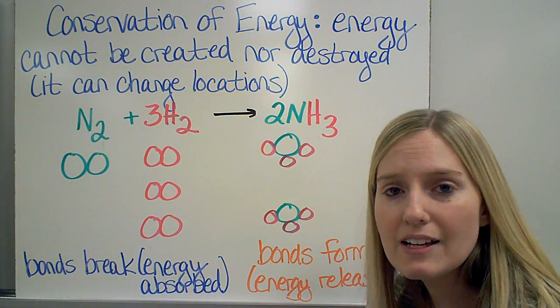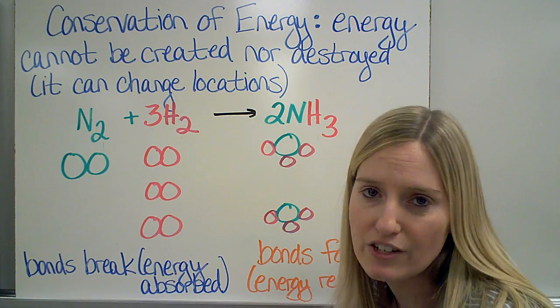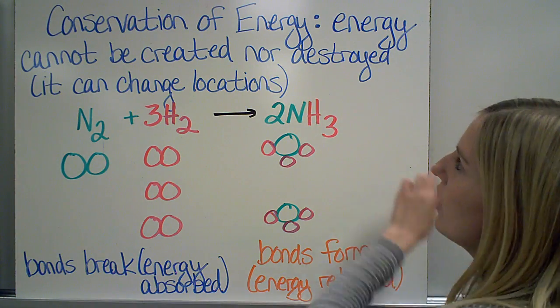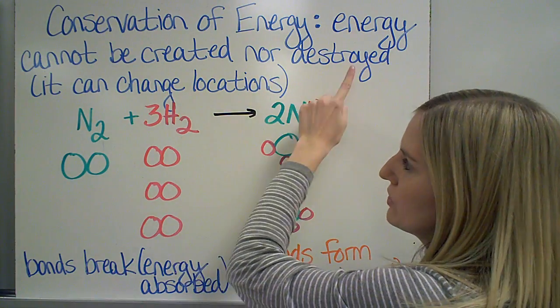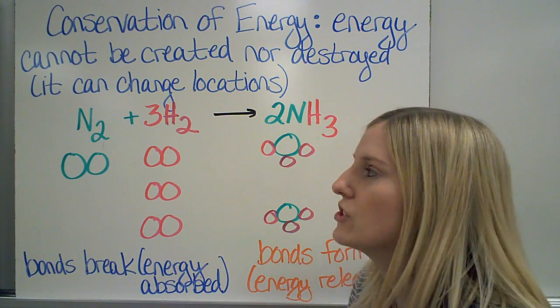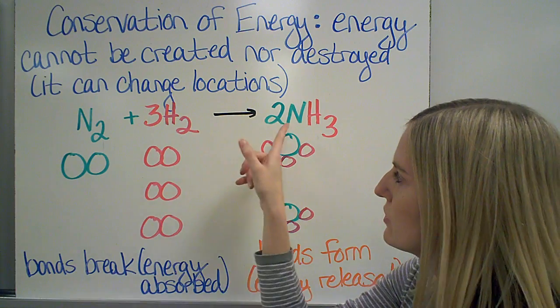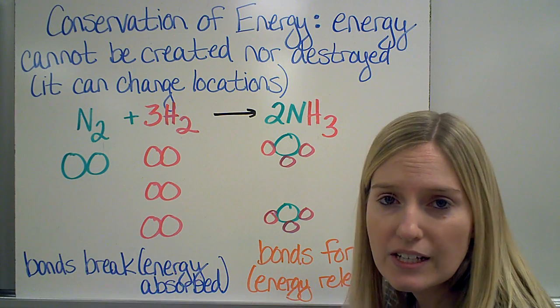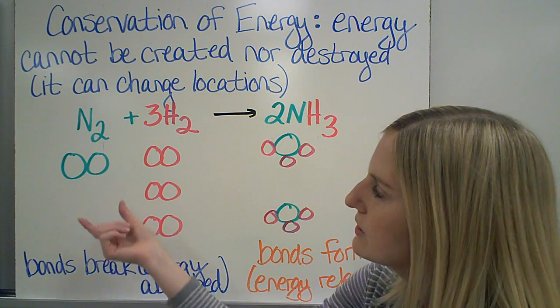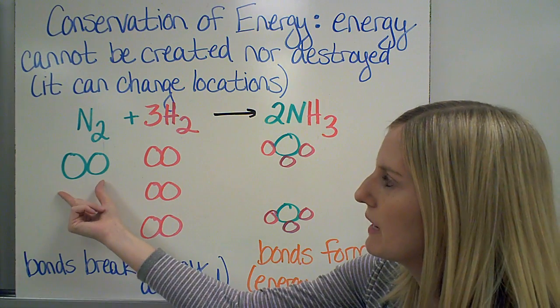Okay, so mass has to be conserved, but so does energy. So energy also cannot be created nor destroyed, but it can change locations. So if we look at that equation that we just did, the nitrogen plus hydrogen creating ammonia, or NH3, how that works is N2 would be 2 nitrogens bonded together.